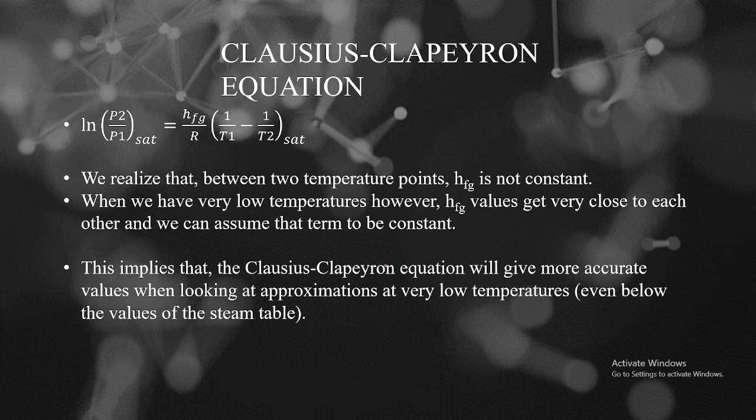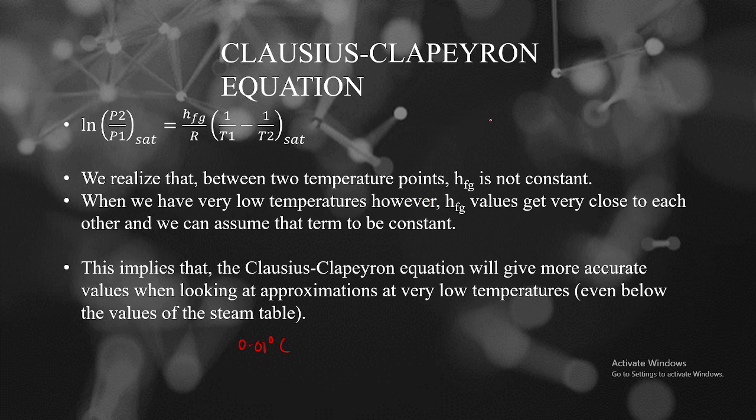And one advantage of this is that it can help us approximate values below the values of our given steam table. The steam table in Cengel, for example, begins at a temperature of 0.01 degrees Celsius. What we are saying is that we can do our approximations for conditions below this value, even though it's not on the steam table. And what we get will be very accurate because, as I said, at very, very low temperatures the Clausius-Clapeyron equation will be accurate.